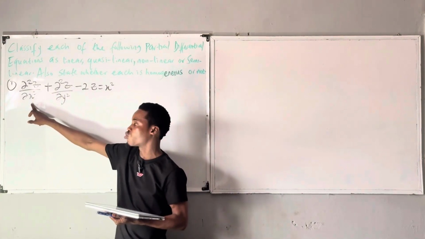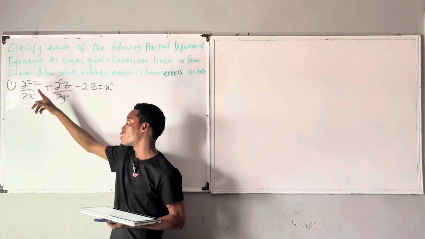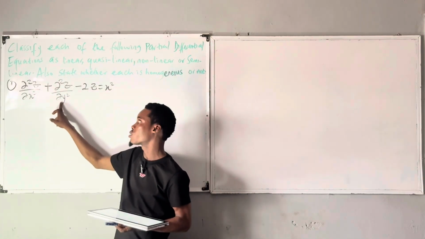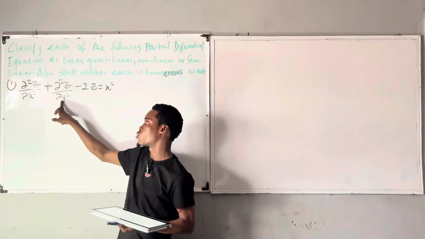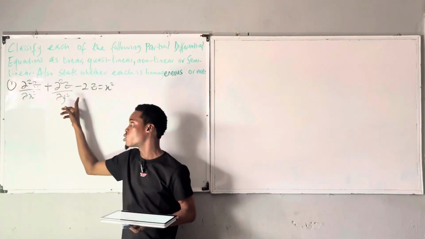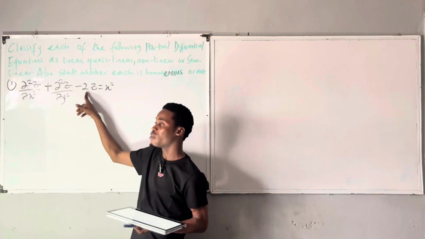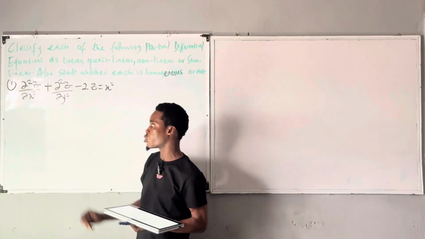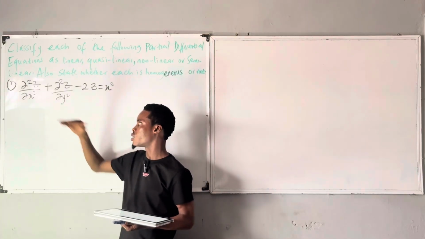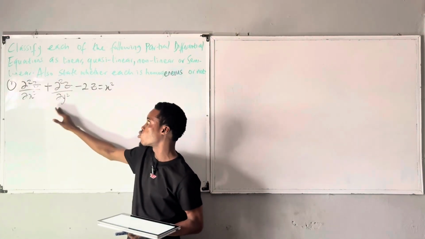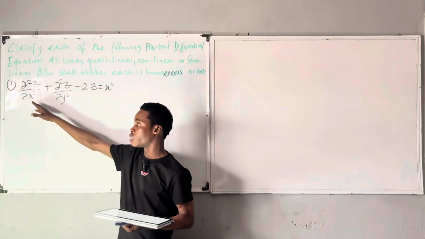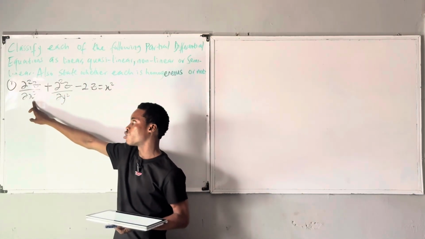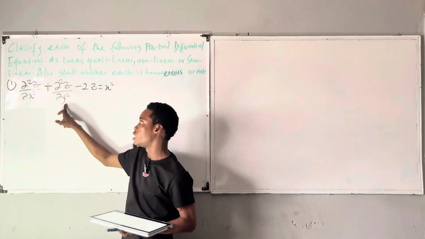The order of this is 2. Z is differentiated how many times? The z is differentiated with respect to x 2 times. Then the second term, z is also differentiated with respect to y 2 times. The third term has a z, 2z, then is equal to x squared. Let us now check the order. The order here is 2 because for a partial derivative we take the order from the derivative, and we differentiate twice. Here is also 2.